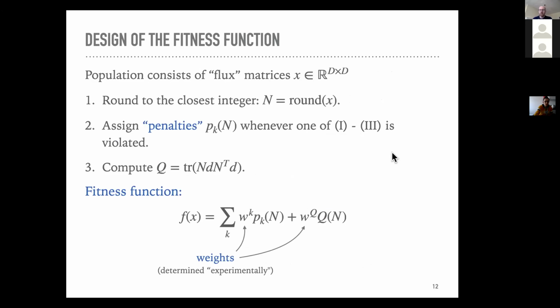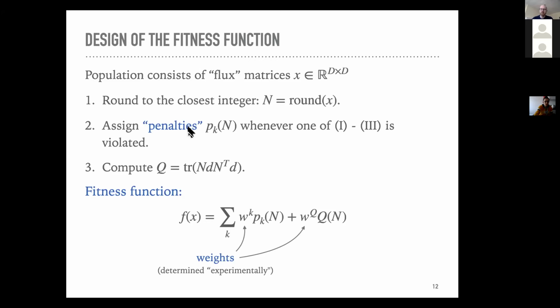So we now have a good idea how to design a fitness function. To operate with these optimization algorithms, the first problem we encounter is that they usually operate better on a real input space and not on an integer space. So the first step we do is simply round to the closest integers, and then we compute the spectrum, the eigenvectors, and all the things we need to know about these matrices for these 3 conditions, 1 to 3. And whenever one of these conditions is violated, we assign a certain penalty to it.